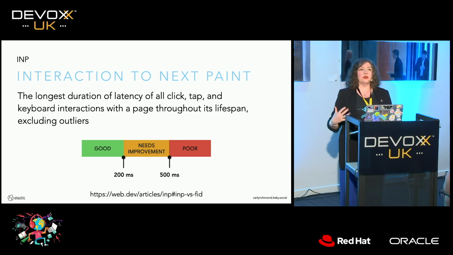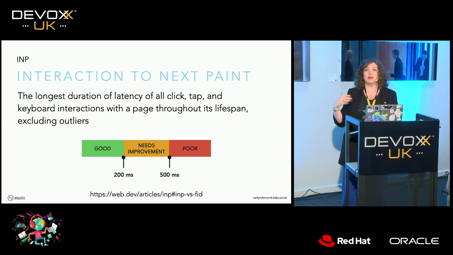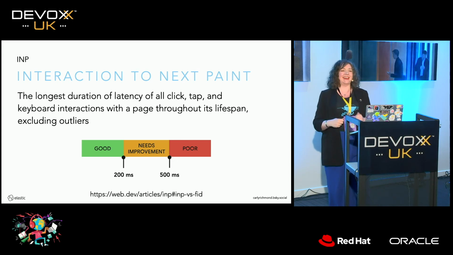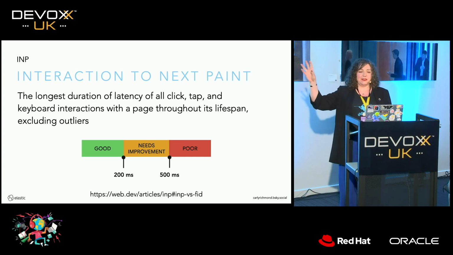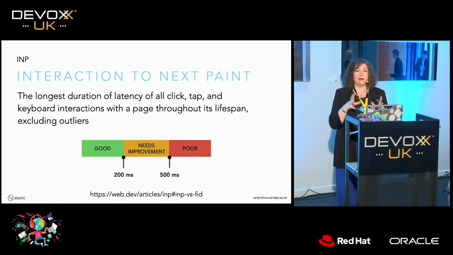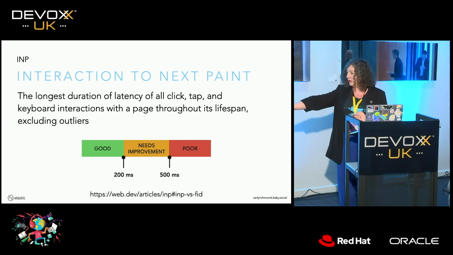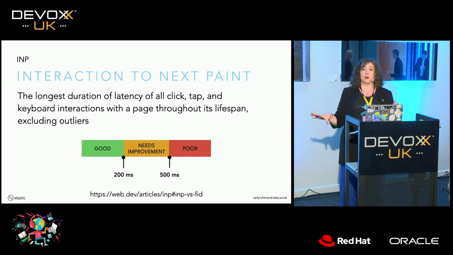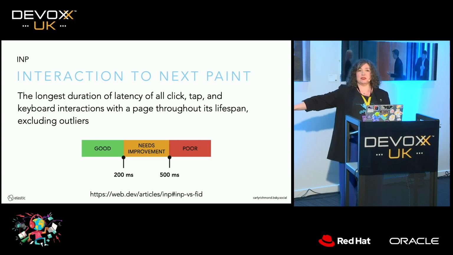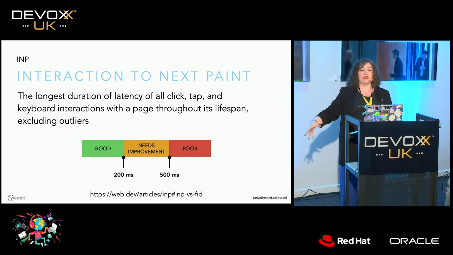So that's why it's been superseded as of March last year by Interaction to Next Paint, which is the longest duration of all these click, tap and keyboard interactions within the page. There are outliers. If you're interested, see web.dev, a great resource on web performance, and it covers a lot of these metrics in detail, including this particular article, which dives into the detail between INP and FID, which is very useful.